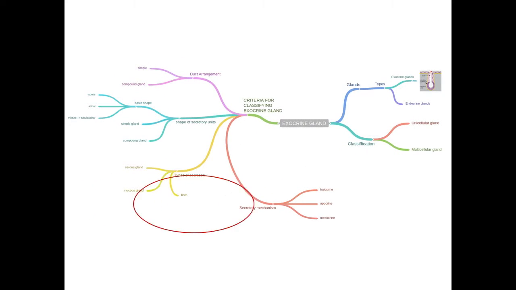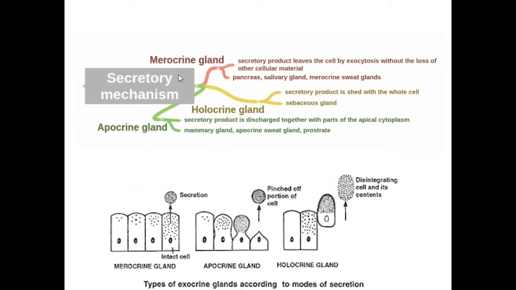Next, we are going to talk about secretory mechanism. The criteria for secretory mechanism is divided into three types, which is merocrine gland, holocrine gland, and apocrine gland. Merocrine gland, for example, in pancreas, salivary gland, and merocrine sweat glands. The secretory products will leave the cell by exocytosis without the loss of other cellular material. Synthesis of the product will be packed in Golgi apparatus, transported to the plasma membrane in the form of secretory granules. Upon reaching the plasma membrane, the secretory granules will fuse with the plasma membrane, then it will be excreted out. The contents of the product will also be discharged.